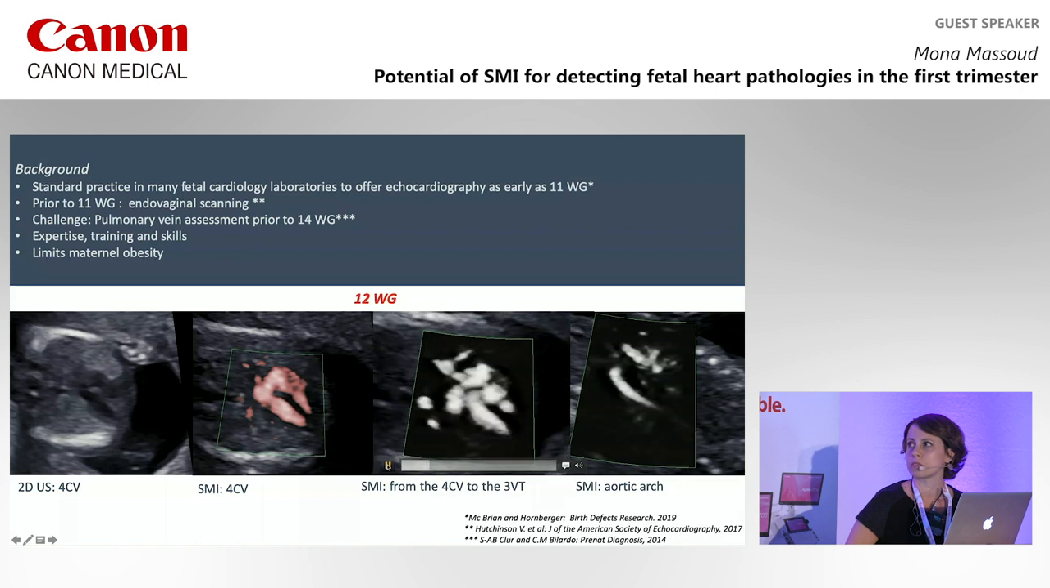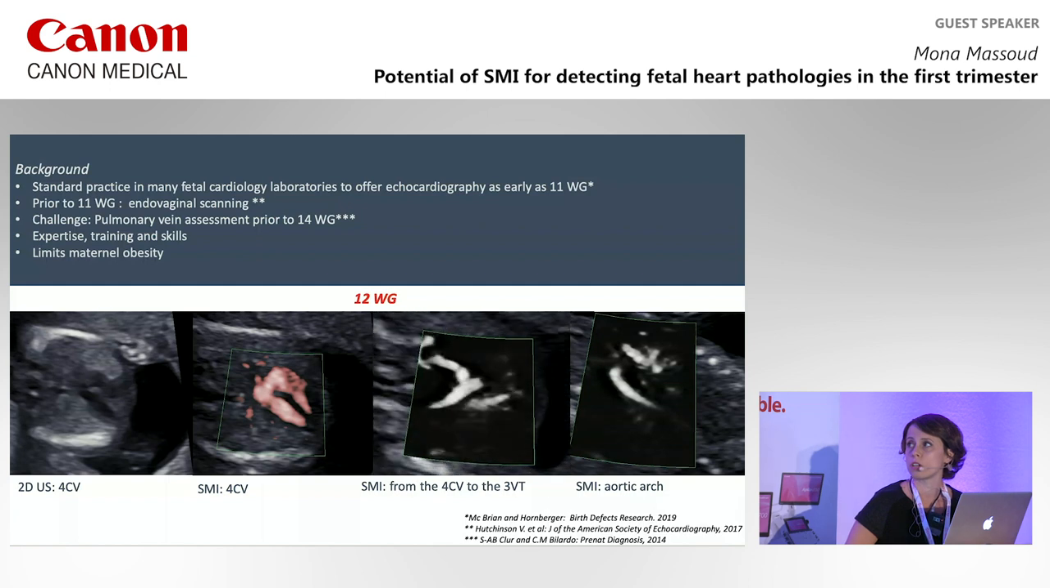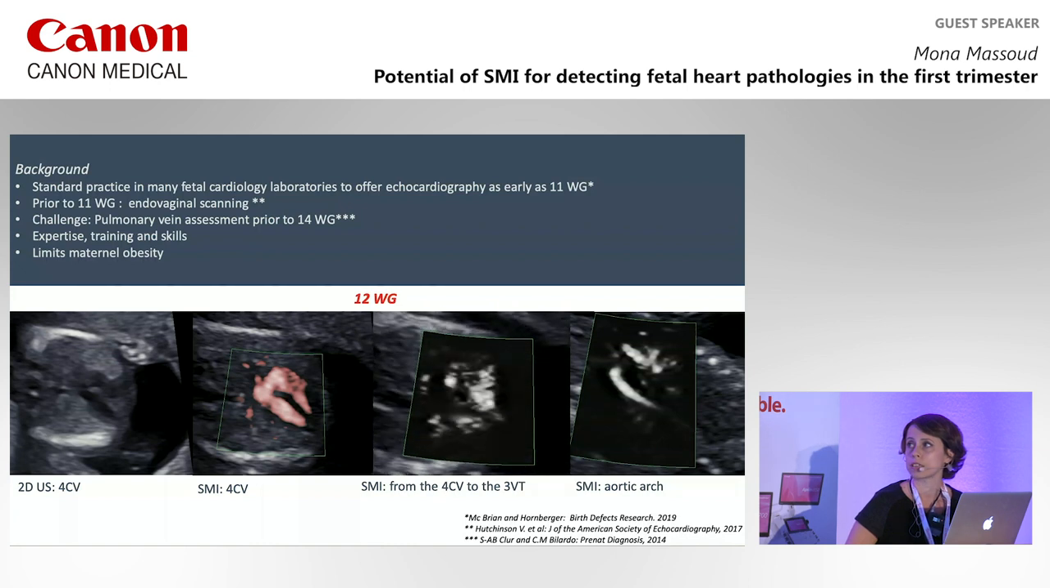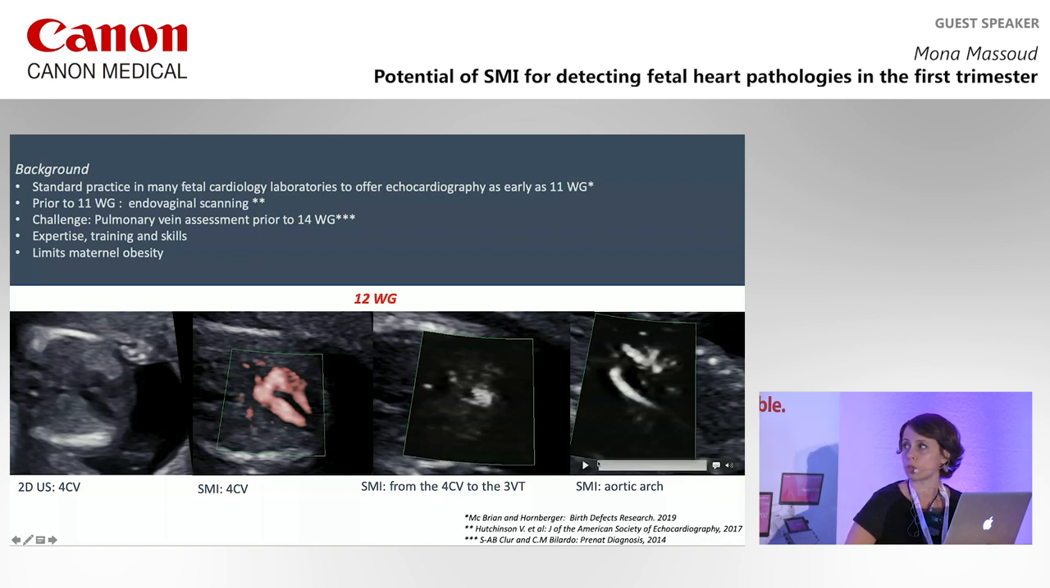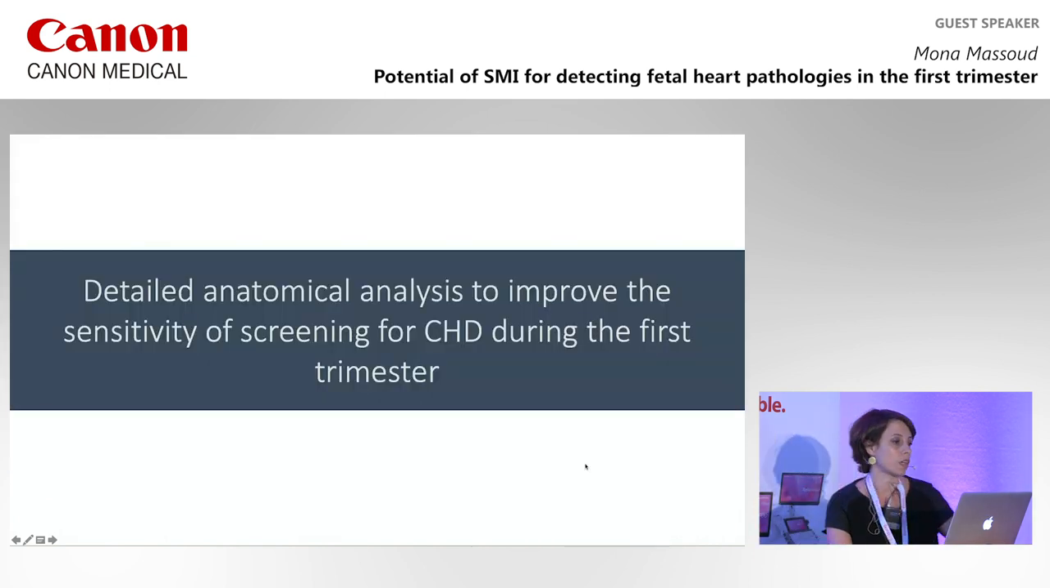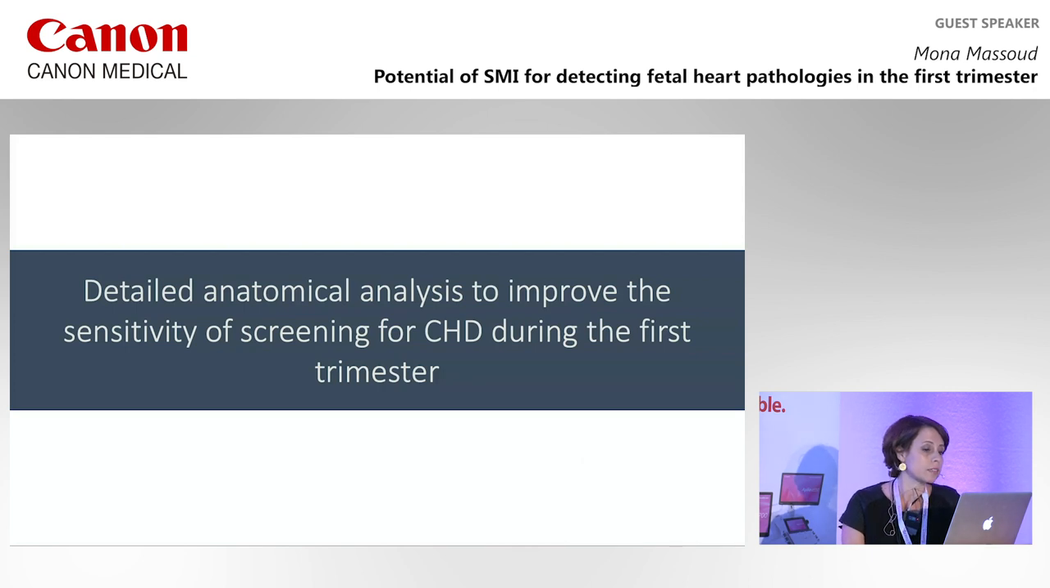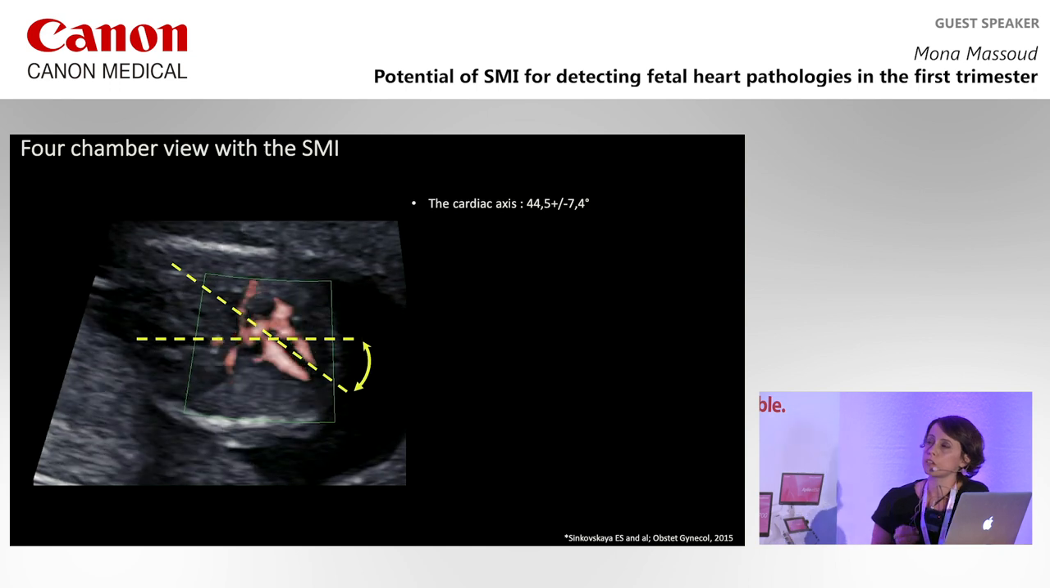And when you look at this video clip, you can see the whole examination of the four chamber views and the outlet flow in the great arteries and the three vessel views with trachea, as well as the aortic arch in the sagittal plane. So, a detailed anatomical analysis is needed to improve the sensitivity of screening for cardiac heart defects during the first trimester. I think that, first of all, we have to be systematic in our analysis of the fetal heart.